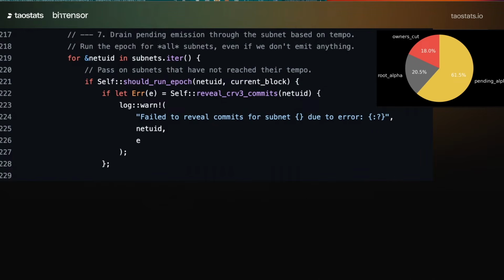We're now at step 7 of the run Coinbase, where we're going to drain the emission based on the tempo. So we're going to run through every subnet and see, should we run the epoch? Have we hit that point where most subnets have 360 blocks in the epoch? If we've hit that limit, then we should run the epoch.